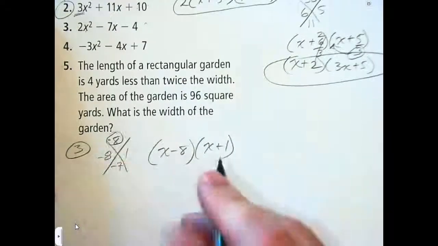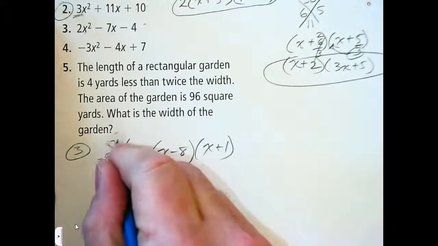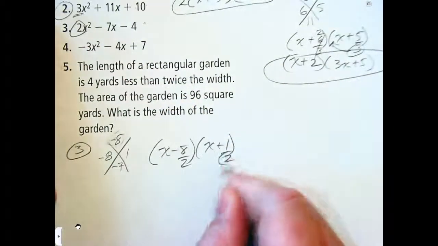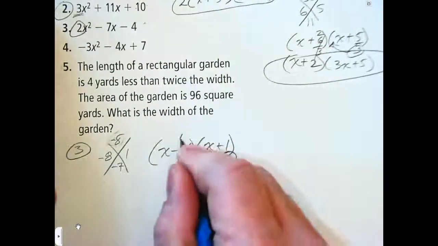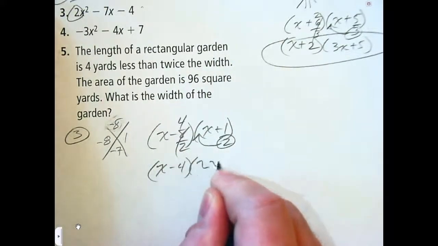Divide by a, or not by 8. It's my fault. Divide by a, which is 2. 2 is going to move out in front. This becomes 4. So we get x minus 4 and 2x plus 1.